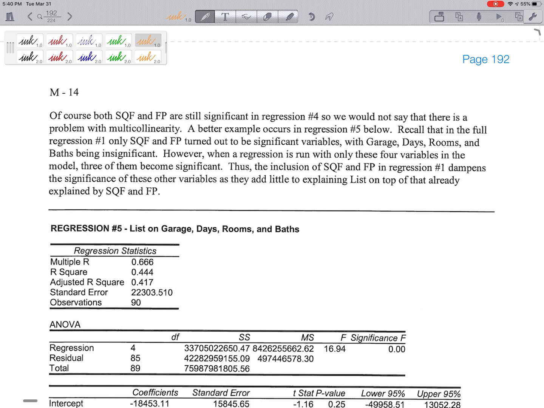Before we do that, though, I just want to take a look here at regression number 1, remember, which was on page M5, and we had that square footage and fireplaces were significant in that particular model. And they're still significant in regression 4 even when they're together. And so we wouldn't say that there's a problem with multicollinearity.